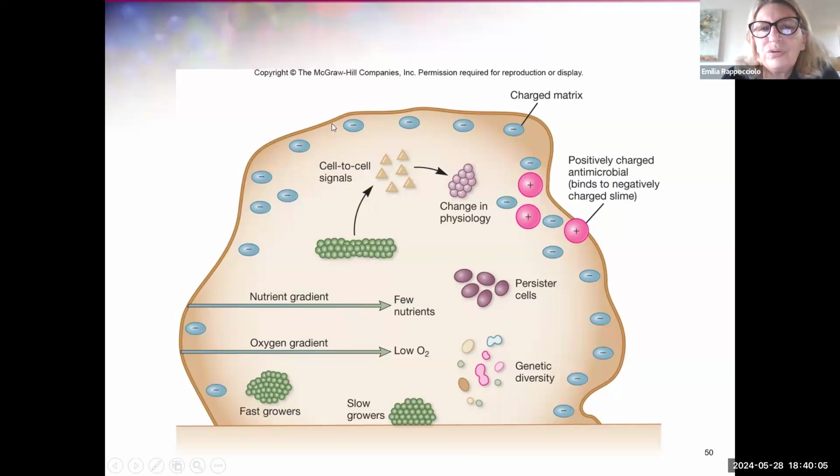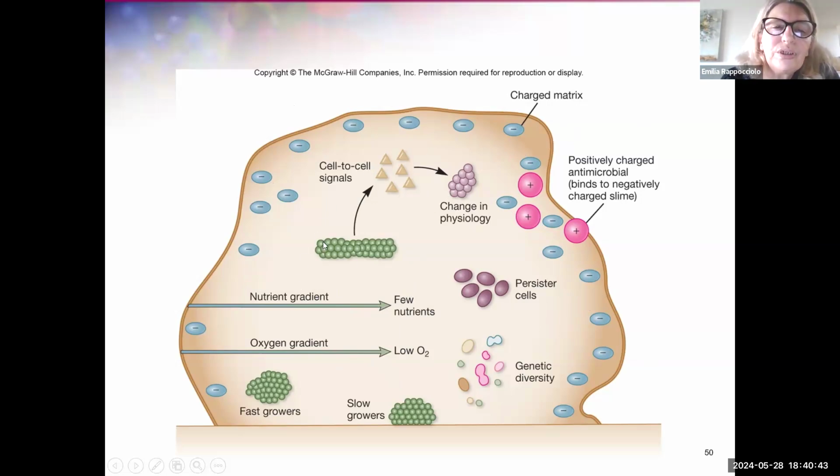It usually has a negative charge at the top, and so antimicrobial agents that might be positively charged cannot enter. So it protects from antibodies, it protects from antibiotics, it protects from toxic material. It also generates different gradients of oxygen. In the middle, there is very little oxygen, so you'll have anaerobes growing here. Near the surface, there is more oxygen. You can have aerobic cells here.